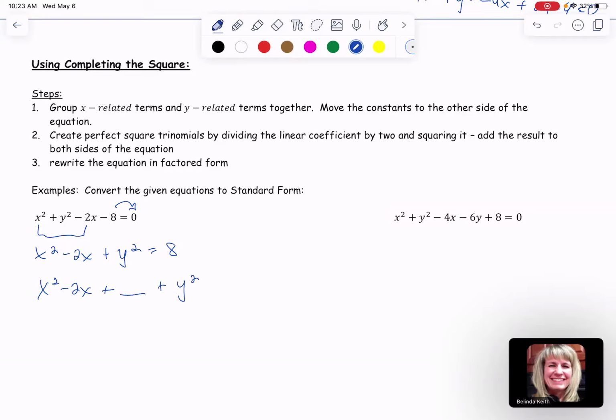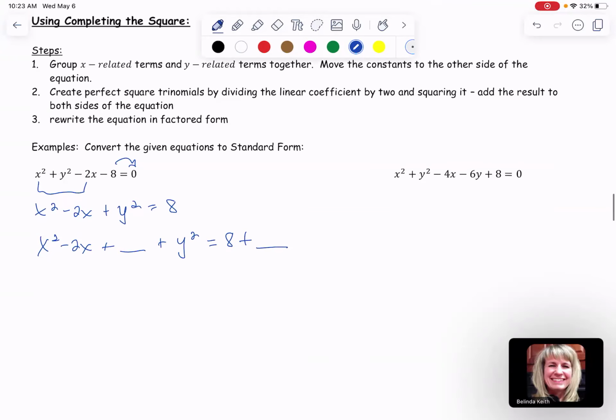The y is already taken care of. It's just y squared. Well, I don't want to change the equation, so what I do on the left, I have to do on the right. So what you're going to do is take this middle term, that -2, divide it by 2, and square it. So that gives me a -1 that gets squared, which is 1. So what you're going to add to both sides is 1.